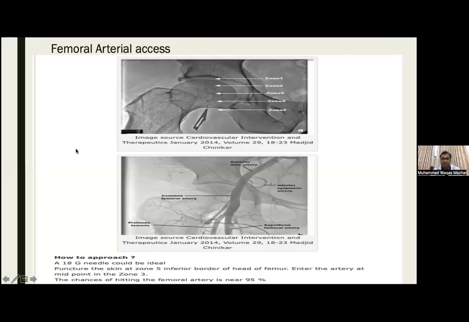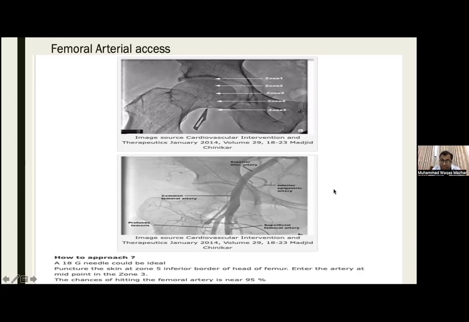This is the cath image taken from the cardiovascular intervention therapeutics, and it is mostly done in our cath lab on fluoro guidance. This is a fluoro guidance image, and we divide it into 5 zones. This is the femoral head, zone 1, 2, 3, 4, and 5. The ideal puncture site is to puncture the skin at zone 5, the inferior border of the head of the femur, and enter the artery at the midpoint in zone 3. So this is zone 3, and this is the midpoint, the mid-femoral head, which is 2 to 3 centimeters below the mid-inguinal point. And this is the artery.